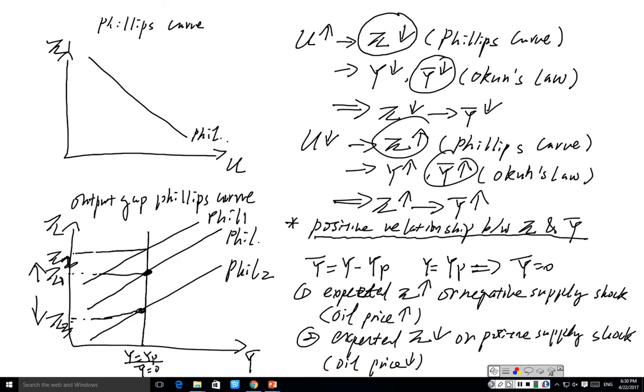And the positive or negative change of the inflation rate or positive or negative supply shock will only shift the output gap Phillips curve upward or downward, and it will not affect the GDP in the long run.